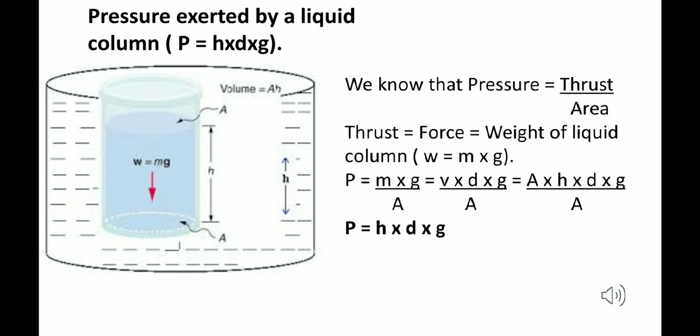Now A and A are cancelled and we get pressure is equal to h d g, where h is the height of the liquid column, d is the density of this liquid, and g is the acceleration due to gravity at this point. So from here we have concluded that pressure inside a liquid column at height h is equal to h d g.